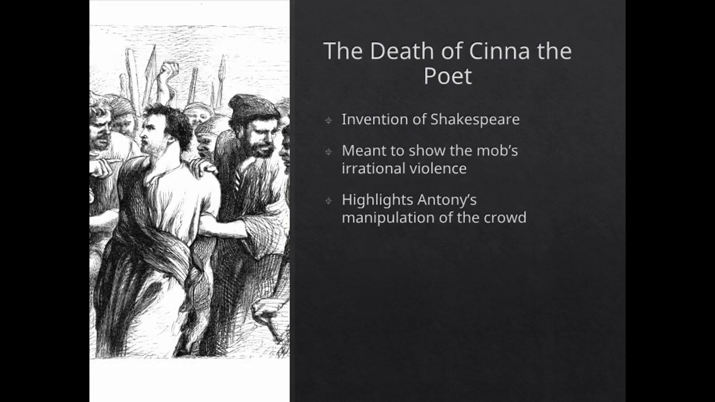One of Shakespeare's most striking additions is the murder of Cinna the poet. Historically, there's no record of this happening, but Shakespeare includes it to show how easily Antony's speech turns the Roman crowd into a violent mob. The scene emphasizes the dangers of manipulation and mob mentality.